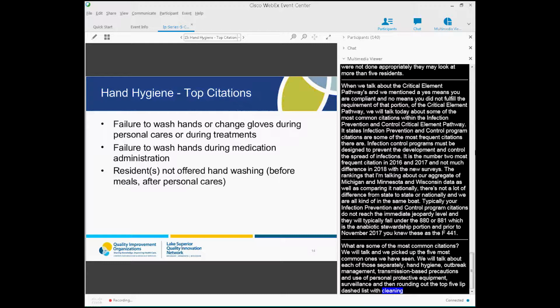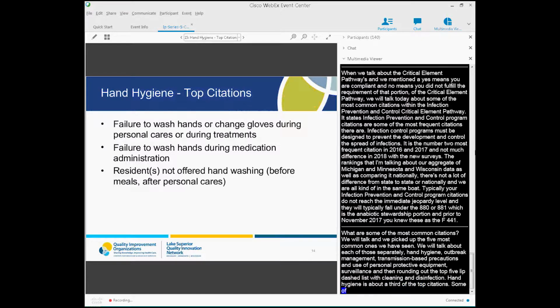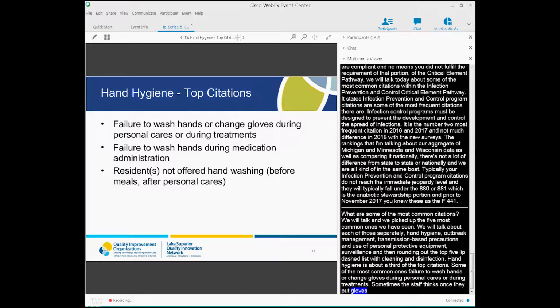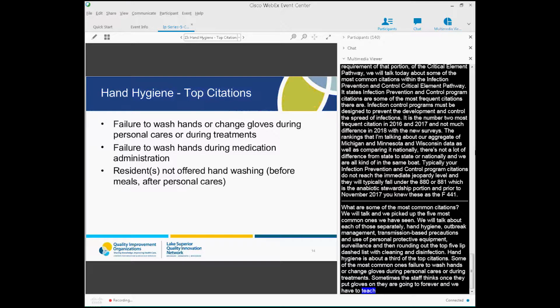Some of the most common ones: failure to wash your hands or change your gloves during personal cares or during treatment. Sometimes our staff thinks that once they put gloves on, they're just good forever. We have to really teach our staff that you need to change those gloves at the appropriate times, always doing your hand hygiene before and after.